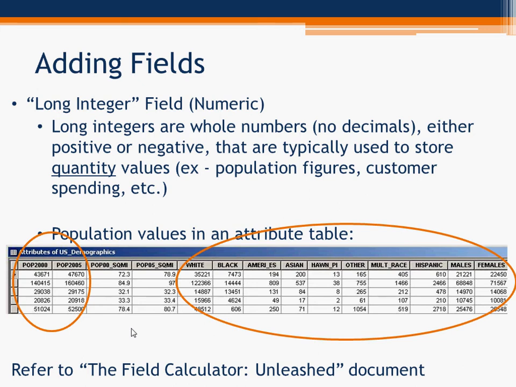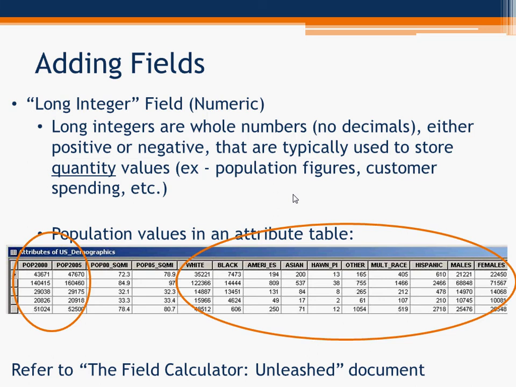So again, when you're using actual measured amounts of something, quantity values, as I've underscored over here. My example in this case, of course, are population values, but think about customer spending or customer expenditures in some sort of a dollar amount. That could range anywhere from 0 up to any number that would be considered a whole number.